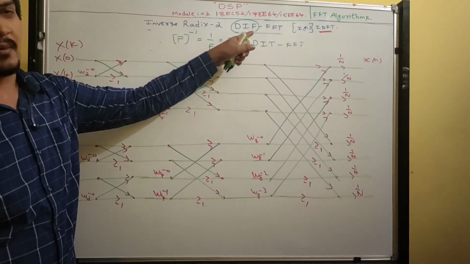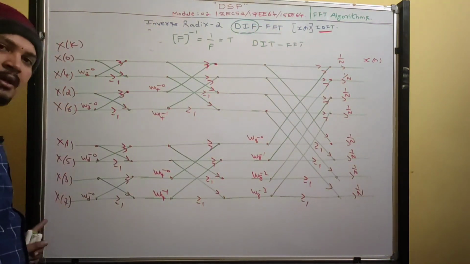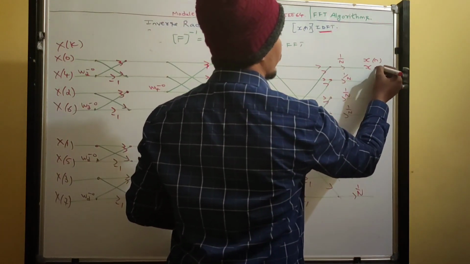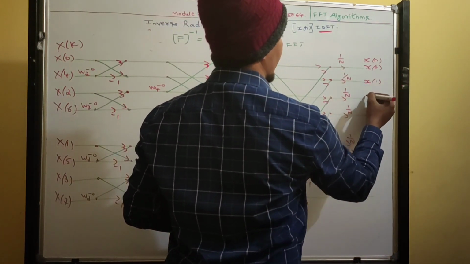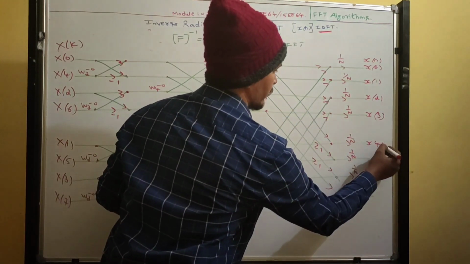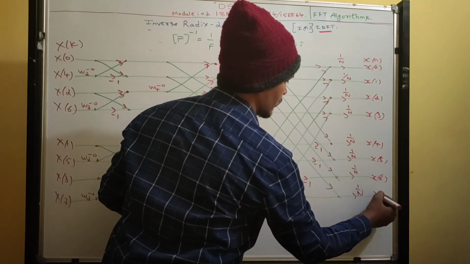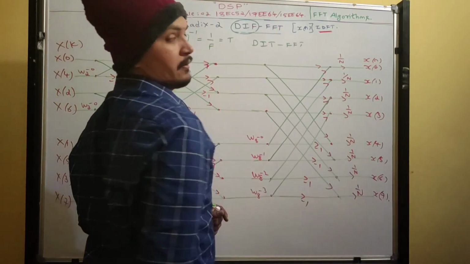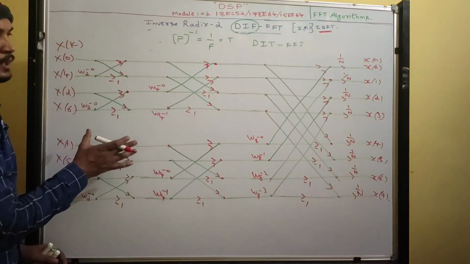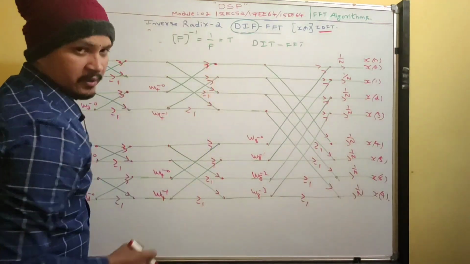But what is here? Decimation. So time is not decimated. Frequency is decimated. Therefore, I decimated in the x of k input; frequency is decimated, time is not decimated. Therefore, you write the output in correct order: x of 0, x of 1, x of 2, x of 3, x of 4, x of 5, x of 6, and x of 7. Okay, got it? So this is the signal flow graph for inverse radix 2 DIF FFT.